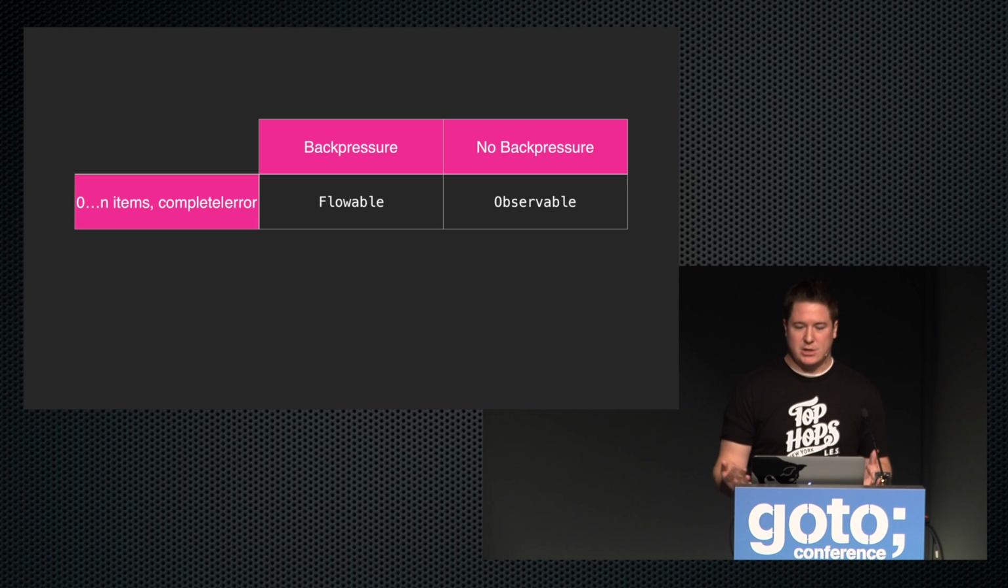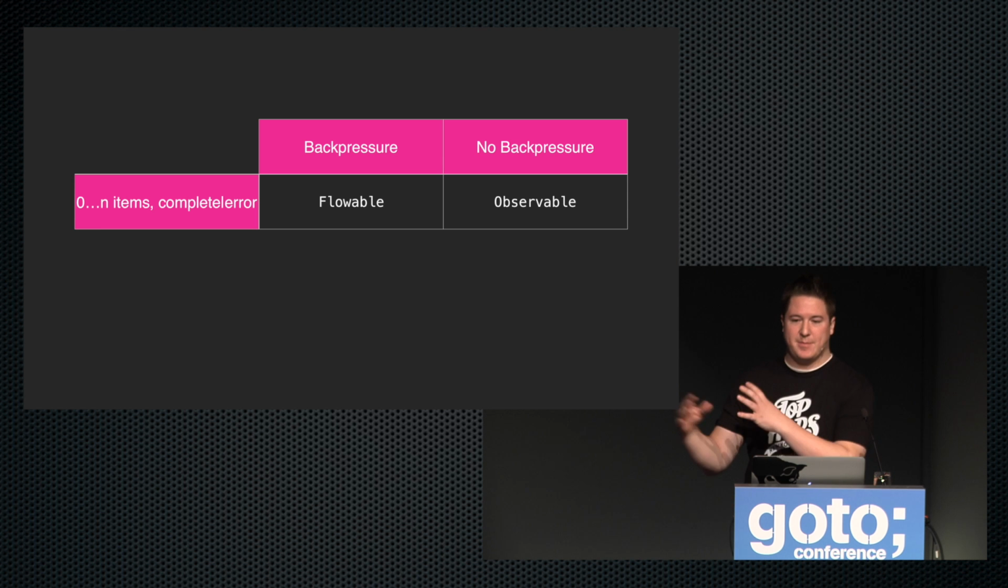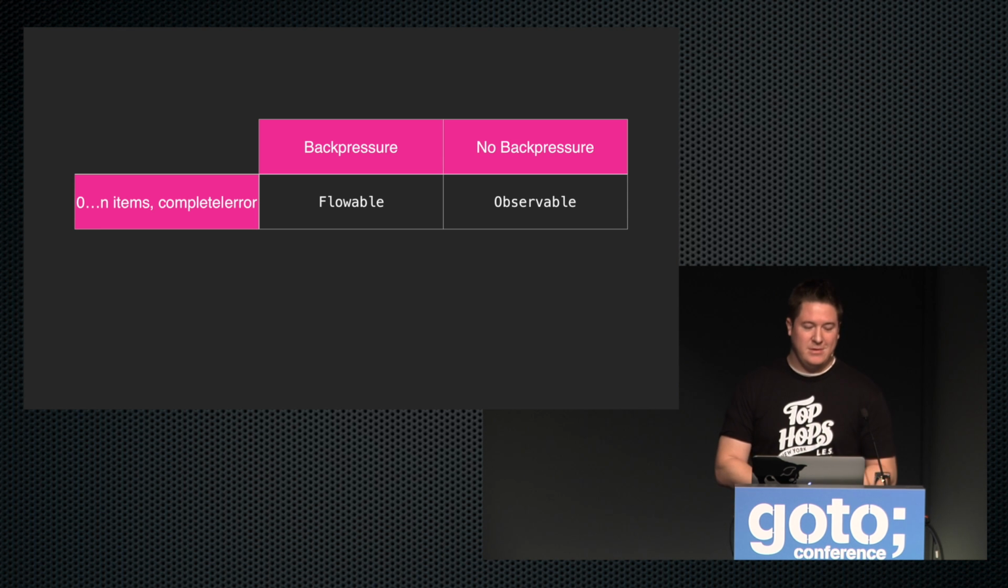So I'm going to build up a little chart here of how these things relate to each other. We basically can represent any type of emissions. It could be 0, could be 1, could be many, and it potentially could complete or potentially error. And the only difference between the two is that one has backpressure and one does not.